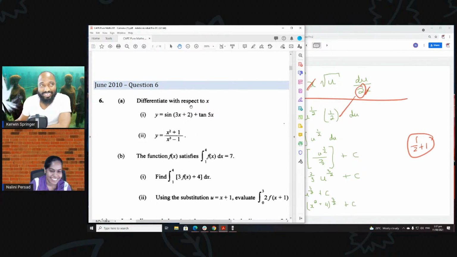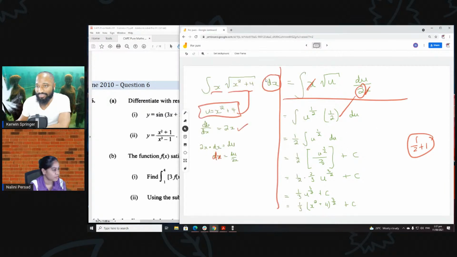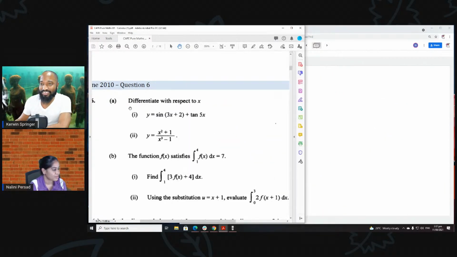All right, so differentiate with respect to x. Y is equal to sine 3x plus 2 plus tan 5x. And then you need to differentiate a nice little quotient here. So we differentiate this, which is very tough, very tough. So what we had, let me just write it in the meanwhile. Y is equal to sine of 3x plus 2 plus tan of 5x.